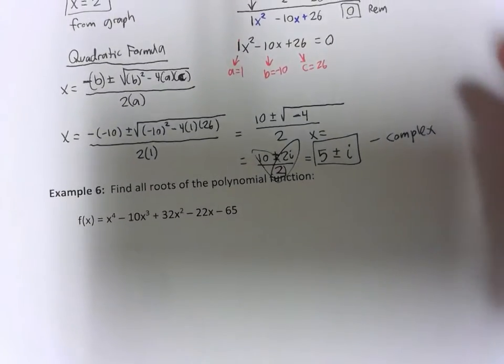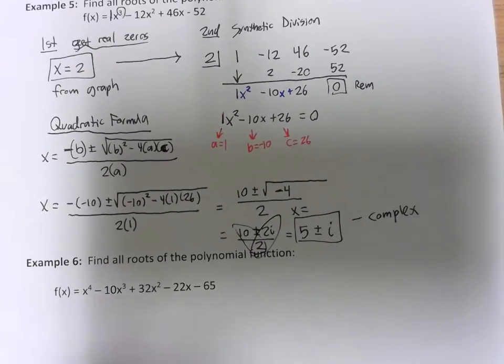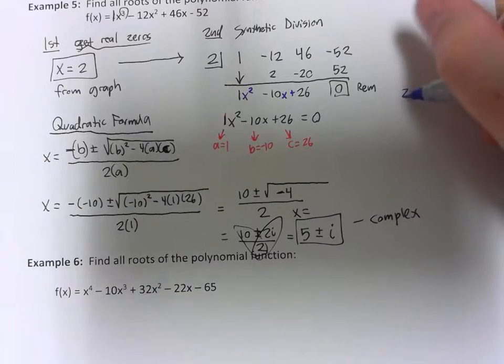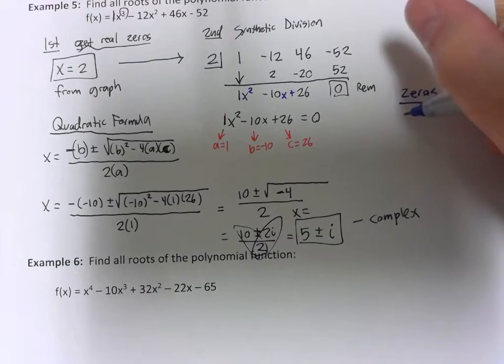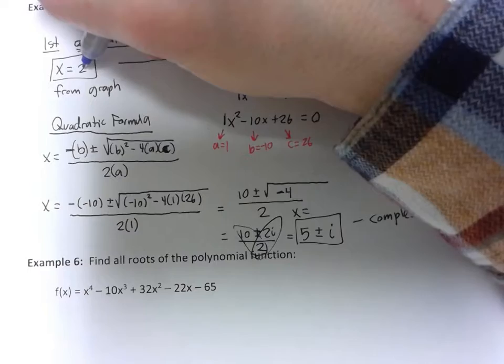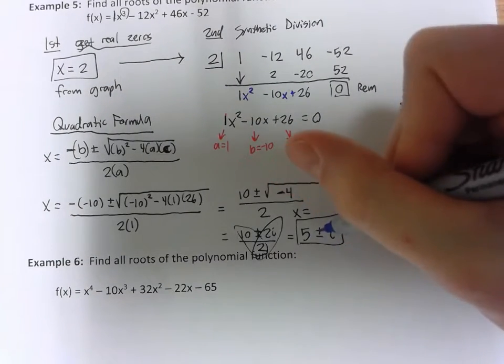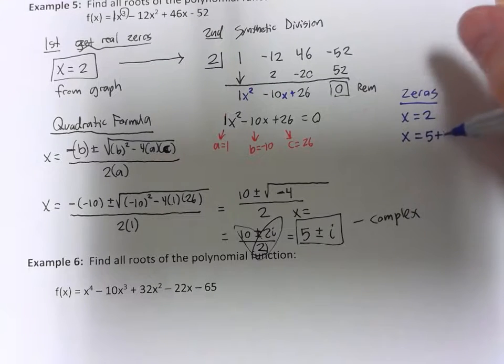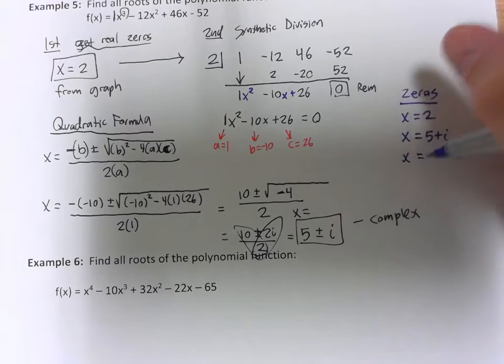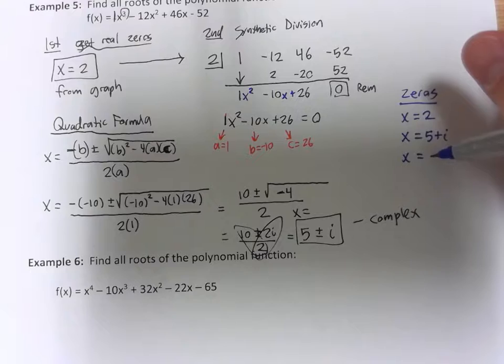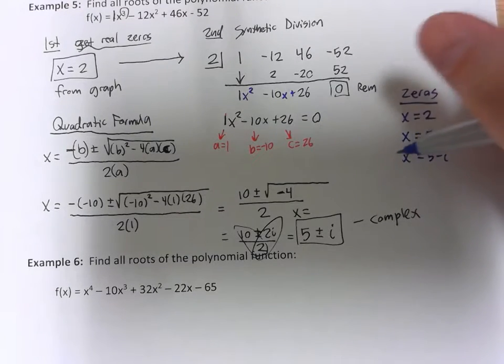So again, where are my 3 solutions? Well, my zeros are x equals 2 from up there, x equals 5 plus i, and x equals 5 minus i. All those are my zeros.